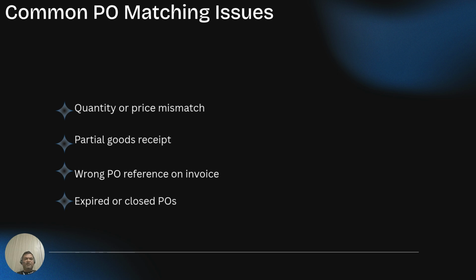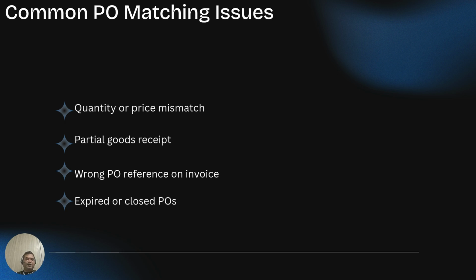Now let's understand what are the common PO mismatching issues that you can see. One of the first and primary is quantity and price mismatch, which means the PO that you created is for $10 and the quantity asked was 10 units. But when you receive the invoice, the invoice has $12, and instead of 10 quantity, the quantity mentioned there is either 12 or 10. It can be higher and it can be lower also sometimes.